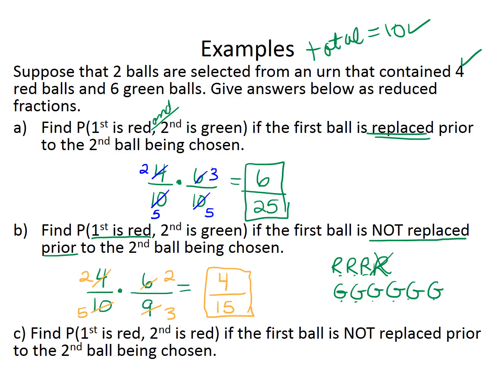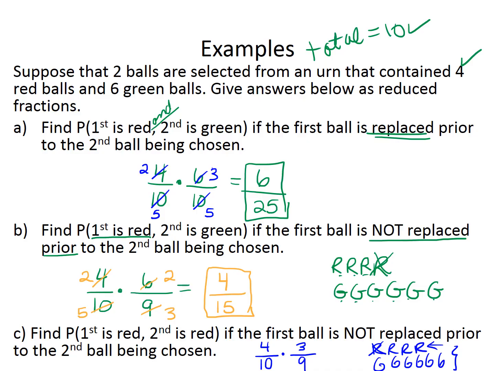And the last one says find the probability the first is red and the second is red if the first ball is not replaced. The probability the first is red, again, there's 4 out of 10 that are red, not replaced, so we're down to 9. But we don't have 4 reds now, we only have 3 reds. So this time there are 3 reds out of 9. Again, if it helps you to write out like this, 4 reds, 6 greens. The first ball was red, so the second one, there's only 3 reds left out of a total of 9.